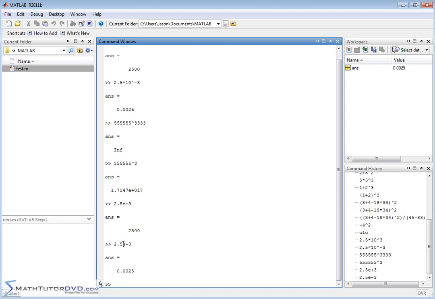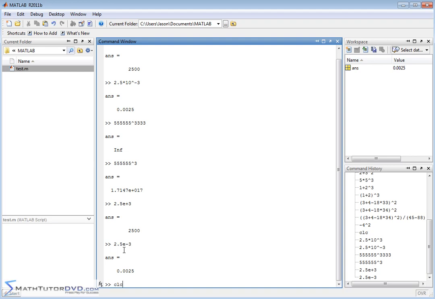Just make sure that whenever you're typing this in, you remember that this e here has nothing to do with the mathematical constant e. It means exponent, or it really means scientific notation. It means power of 10, which is typically what you see in a calculator as well. So it has nothing to do with the constant e.